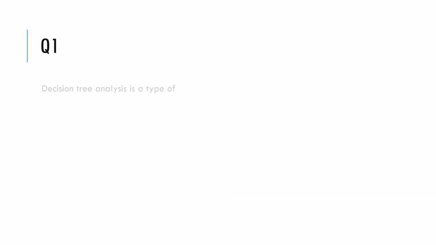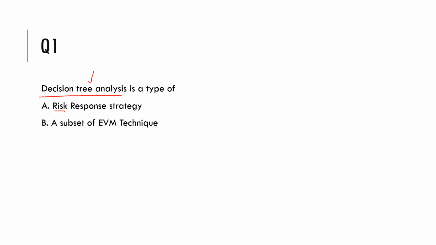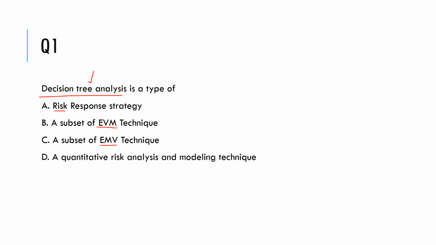All right, question number 1, decision tree analysis is a type of. So what is decision tree analysis? Is it a risk response strategy? So if you have a risk in your project, do you respond to that risk with decision tree analysis? B, a subset of EMV technique. What are these two? Let me know in the comments if you know, by the way. Or D, a quantitative risk analysis and modeling technique.